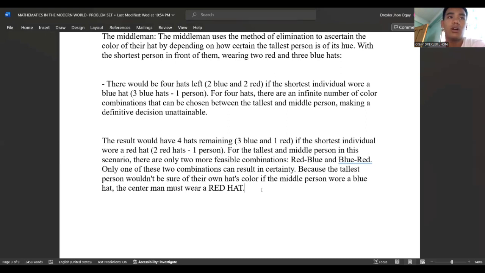If the shortest individual wore a red hat, 2 red hats is to 1 person, for the tallest and middle person in the scenario, there are only 2 more feasible combinations: red blue and blue red. Yan. Nag-assume tayo. Nag-devise a plan. Only one of these 2 combinations can result in certainty, because the tallest person wouldn't be sure of their own hat's color if the middle person wore a blue hat. The center must wear a red hat.